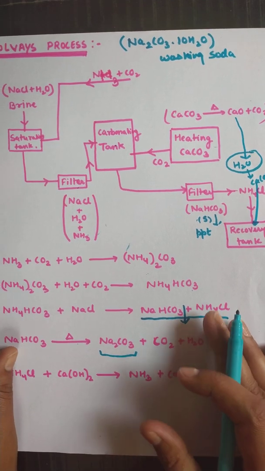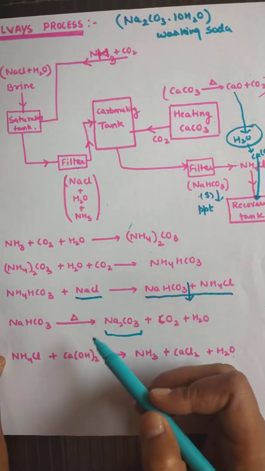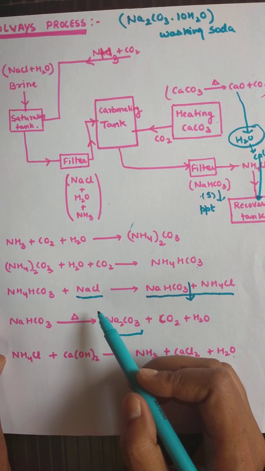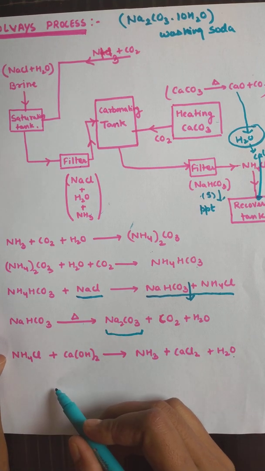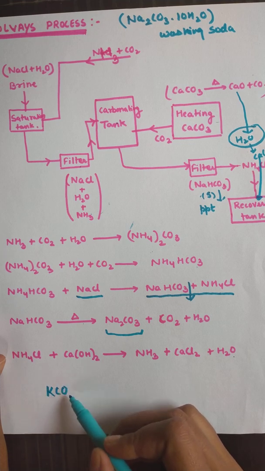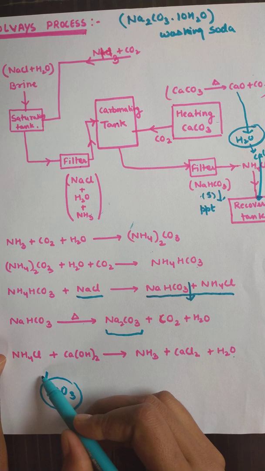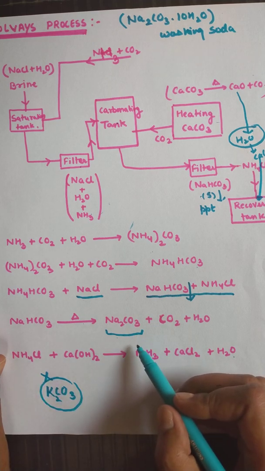Now there is a very important reason that here we are using NaCl only. Why are we not able to form potassium carbonate by this process? We are not able to form potassium carbonate by this process. Only sodium carbonate can be formed.